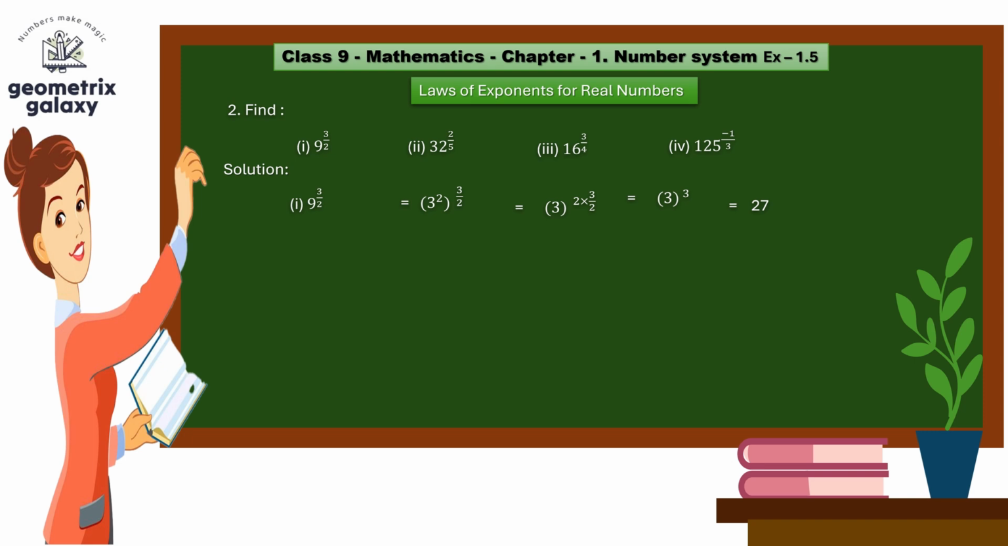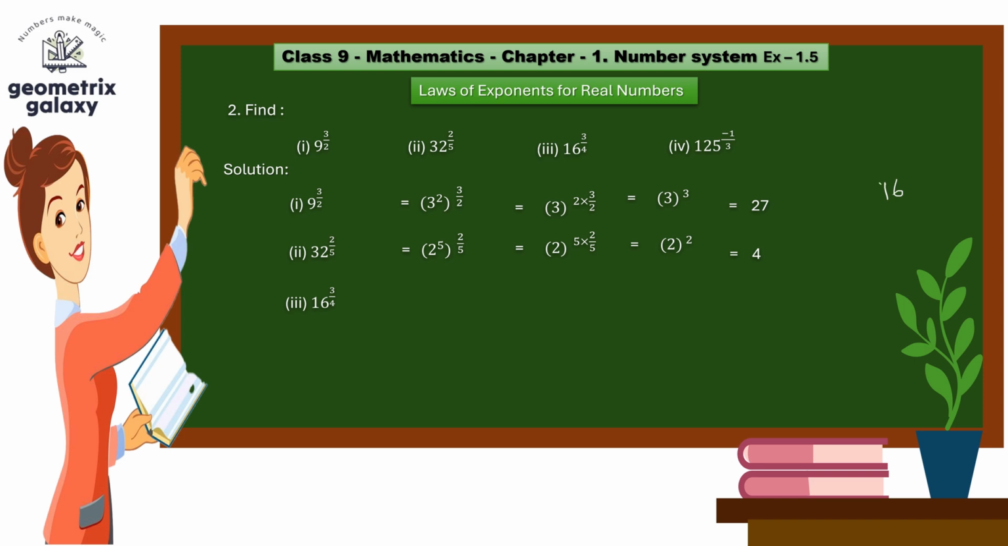Now our second subdivision is 32 to the power 2 by 5. 32 can be written as 2 to the power 5. So 32 to the power 2 by 5 can be written as 2 to the power 5 the whole power 2 by 5, which is power of power. Therefore we need to multiply the powers. So the next step is 2 to the power 5 into 2 by 5. 5 and 5 will get cancelled and we are left out with the power 2. So the answer is 2 square. 2 square means 2 into 2. The answer is 4.